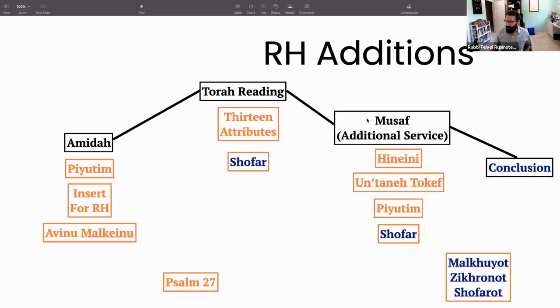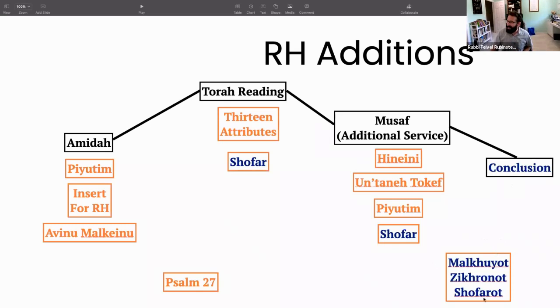Then in Musaf, which is our additional service at the very end, we're going to add in this Hineni prayer, which we'll talk a little bit about. This Unatana Tokef is technically a piyut, but it's a specific one that has kind of grown in popularity. We're going to add in some additional piyutim, and then again on Rosh Hashanah, some shofar. And then we're going to have a conclusion. And you'll notice the conclusion's in blue because, as we're going to see in a second, we actually don't have a conclusion in the Mahzor for any of Yom Kippur's morning service, which we'll talk about in a minute.